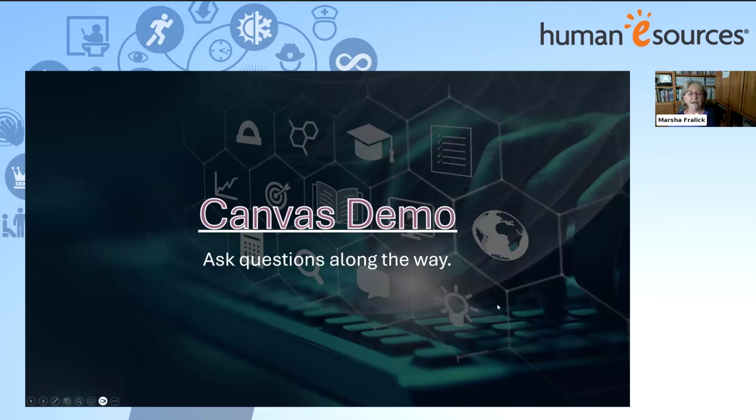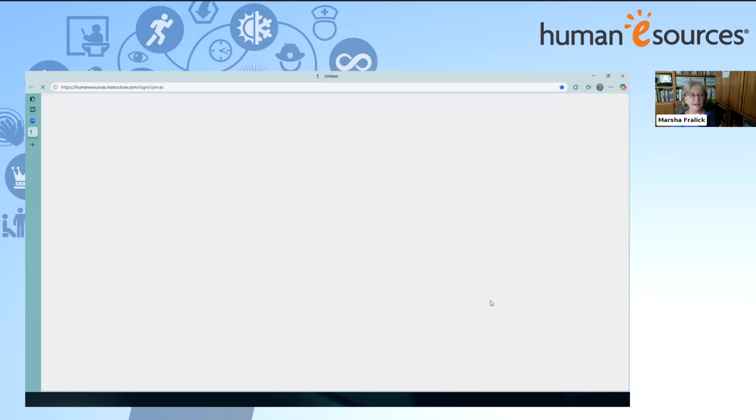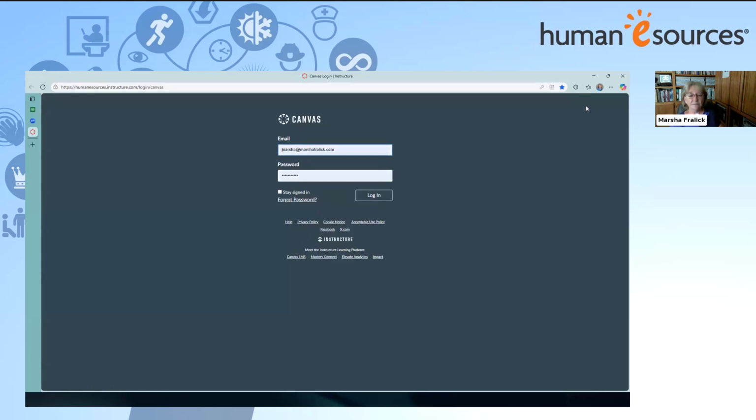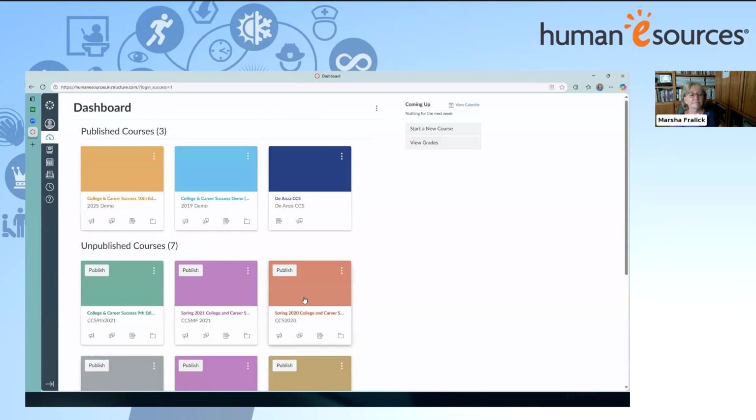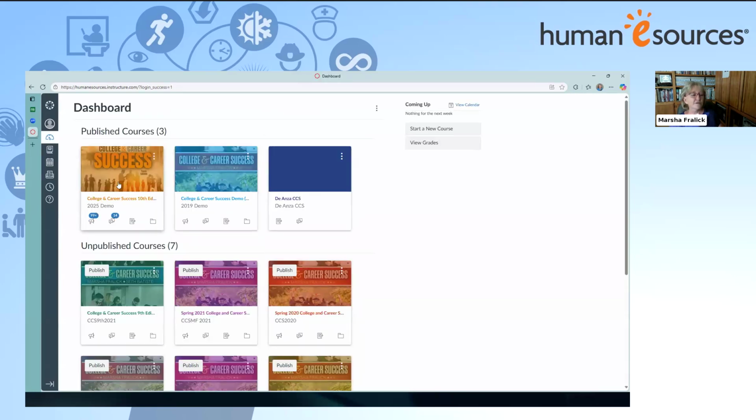At this point, I'm going into my Canvas container, and I will put up on the screen access to my Canvas container so that you could take a look at it in the future. Some faculty have even downloaded it into a demo container in their own account, which is fine with me. So I'll give you the login information. So this is my Canvas container here. And this first one is the 2025 version.